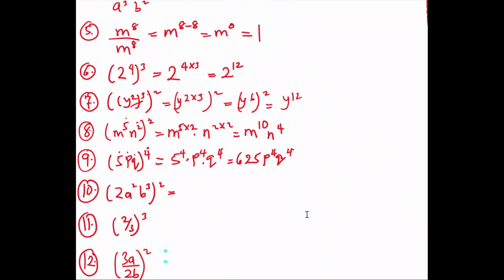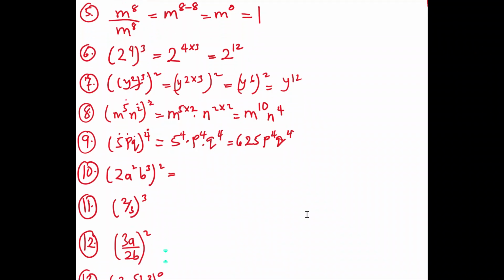P4 Q4. So that will be the answer for that. And number 10, we have 2a squared b cubed all squared. So let's use 2 to multiply each of them. 2 squared, a to the power 2 times 2, b to the power 3 times 2, right? So what do we get for that? We get 4a to the power 4 b to the power 6.